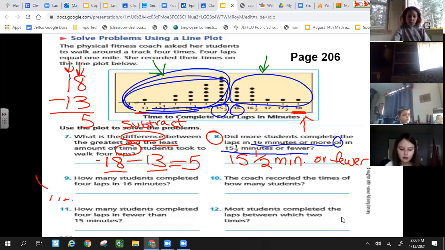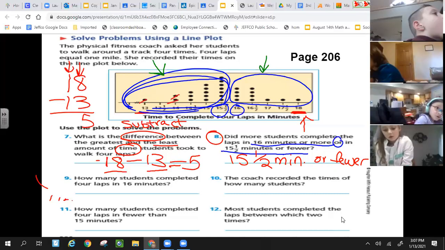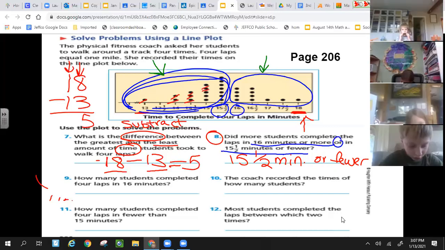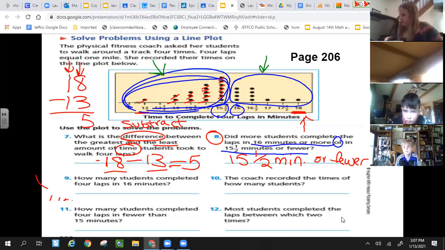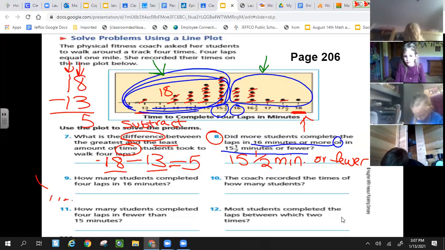So if I wanted to count to double check my answer, Katie, I would just say 1, 2, 3, 4, 5, 6, 7, 8, 9, 10, 11, 12, 13, 14, 15, 16, 17, 18 people on this side. And 1, 2, 3, 4, 5, 6, 7, 8, 9, 10, 11. Only 11 people took longer than, or had 16 minutes or longer.